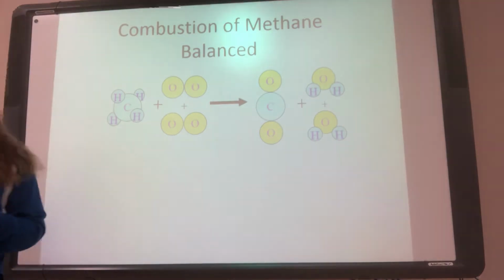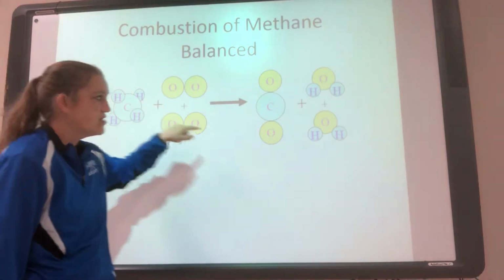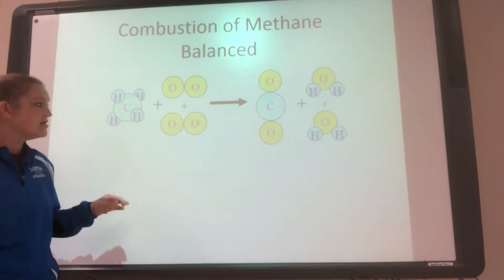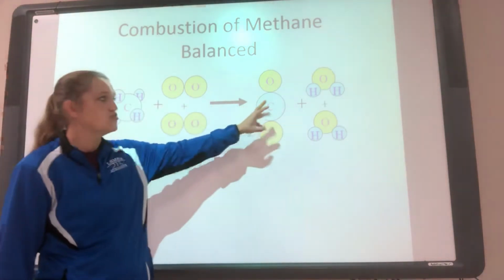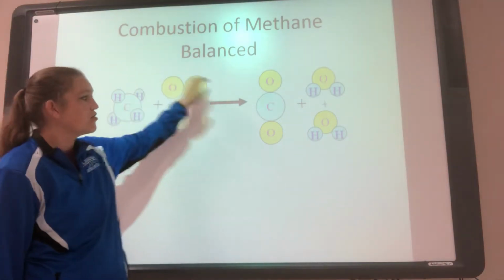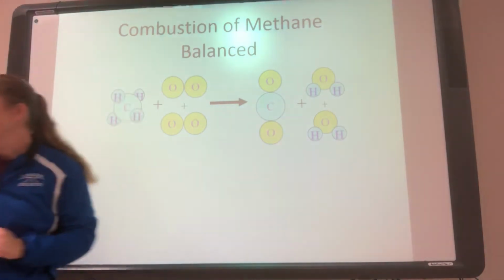So instead of just 1 O2, I'm going to have 2 O2s. Instead of just 1 water, I'm going to have 2 waters. If you notice, I didn't change what it is. It's still methane with oxygen going to CO2 and water. It's just the ratio of how many. It was a 1 to 1 to 1 to 1. Now it's a 1 to 2 to 1 to 2 ratio.